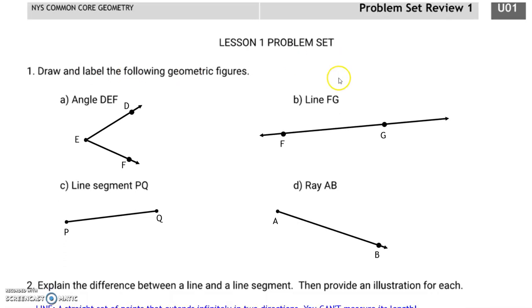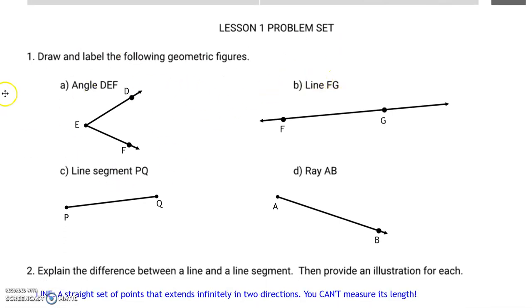Alright. The first question asked you to draw and label geometric figures. The first angle was angle DEF, and it's important to know that the middle letter should be that vertex, that point that's in the middle. For the second one, line FG, it just needs to be a straight set of points that extends infinitely with arrows on both sides. As long as it passes through 2 points F and G, you should be fine. Line segment PQ, P and Q just have to be points on this line segment, and it is a straight set of points, but it does not have arrows. It does not extend infinitely. In both cases, it doesn't matter what order you put the points in. For example, this could have been G and this could have been F. It's still considered to be line FG. Line GF is synonymous with that.